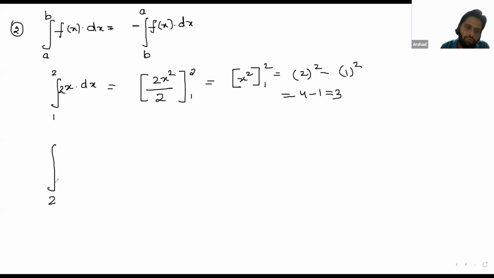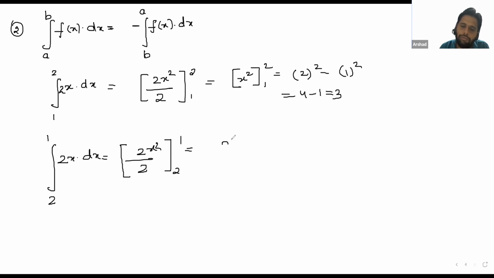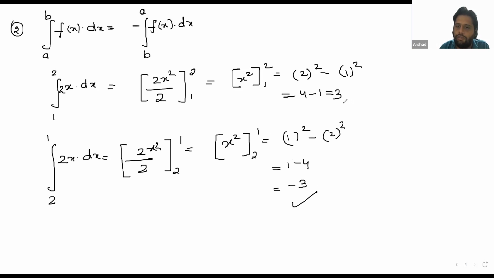Next. Now write 2 to 1. Interchange these upper and lower limits. Now integrate it. You again get the same function, 2x square by 2. It is now 2 to 1. Here you get x square, 2 to 1. Now put the upper and the lower limit. 1 square minus 2 square. So this will give you 1 minus 4, which will give you minus 3. Now please check here. Here you have a 3. Here you have a minus 3.